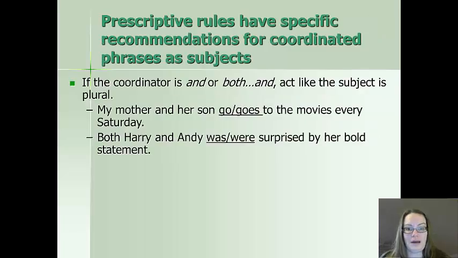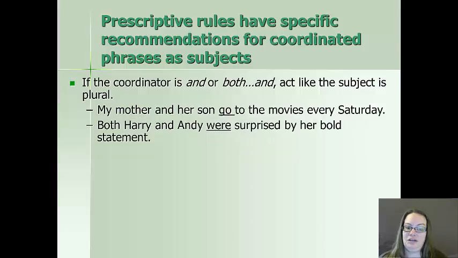Okay, the first rule is about coordinated subjects and phrases. If the coordinator is and or both something and something else, then we act like the subject is plural. So in the sentence, my mother and her son blank to the movies every Saturday. Or both Harry and Andy blank surprised by her bold statement. We should be choosing the verb that is plural to match the plural subject here. So something like, my mother and her son go to the movies every Saturday. Both Harry and Andy were surprised by her bold statement. So that's one of the ways that we coordinate.